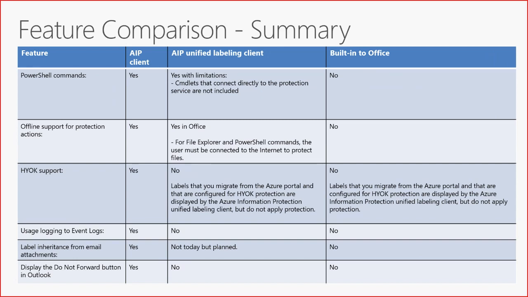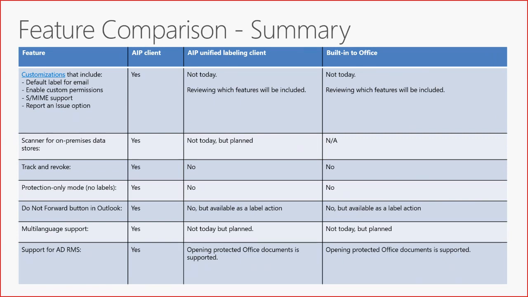And on the last table slide, we have some customizations, which are all available today in the AIP client. They're not available in the AIP Unified Labeling client today, but a number of these are being reviewed and will be available in the coming months. And the same situation with being built into Office. These are being evaluated. Scanner for on-premise.